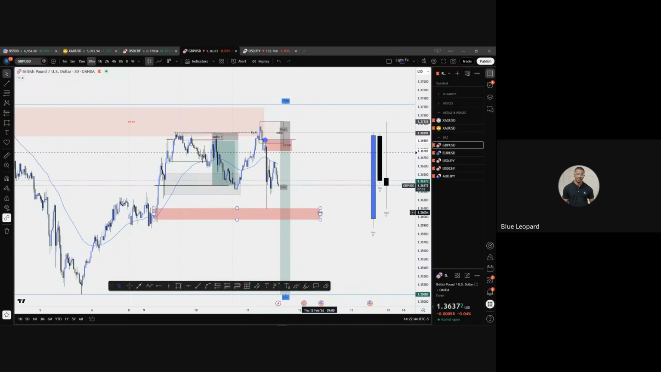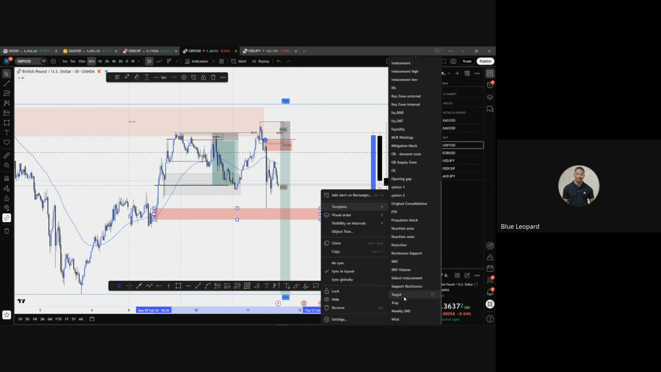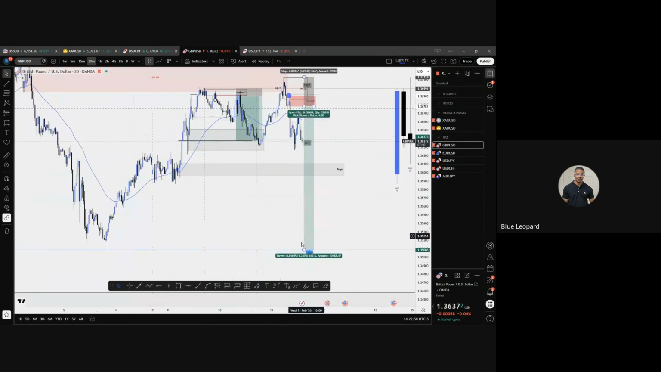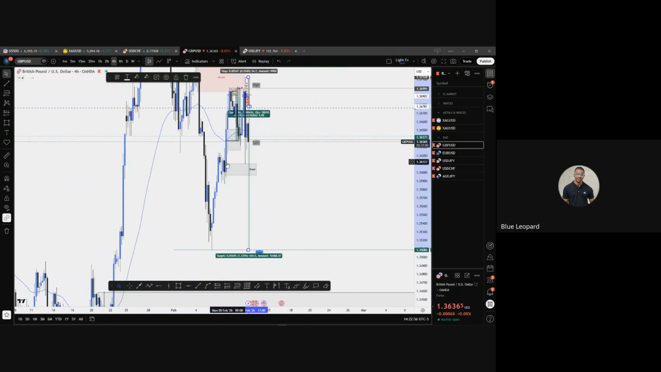Back to chart. Okay, now you take here and put the target as target. Good. So this will be my take profit 1. Let me see if there's an H4. Yeah, also here is an H4. So I think price will stop here.